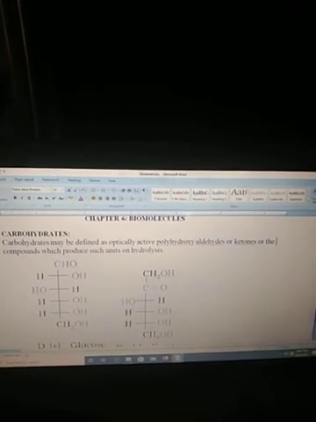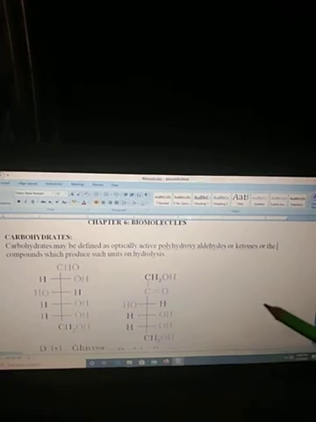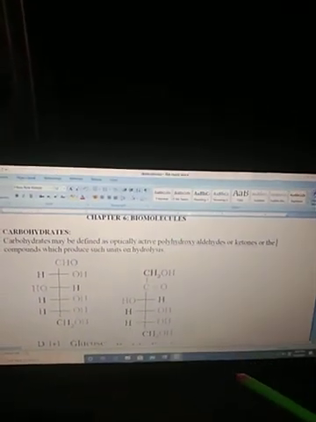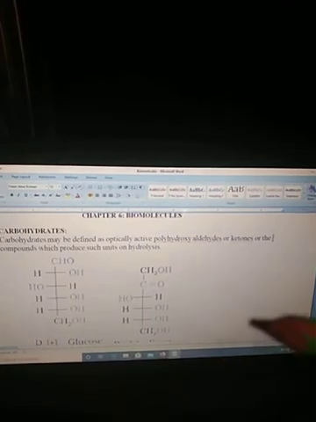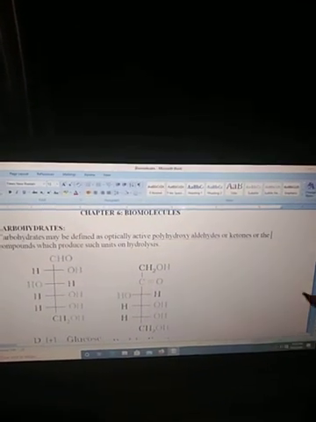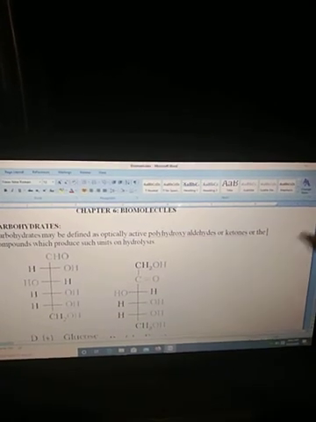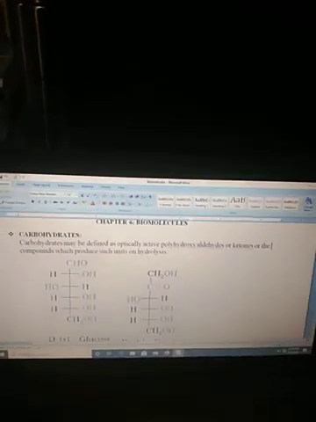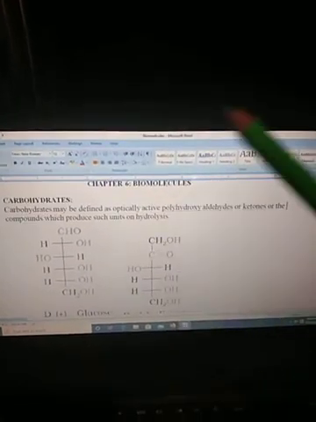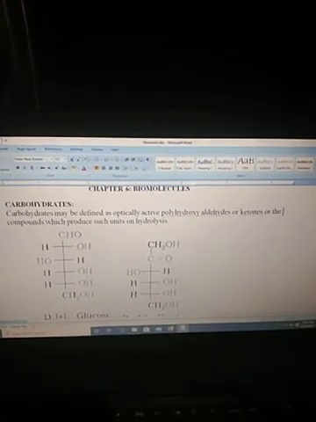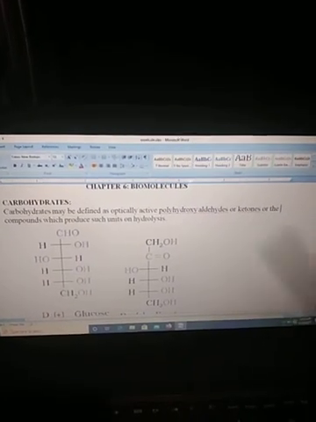Biomolecules are the compounds which are related with living things, we can say, for the metabolic process and all. For example, carbohydrates, protein, fats, vitamins. These are the examples of biomolecules. So in this chapter we are going to study about carbohydrates, proteins, then vitamins and nucleic acid.